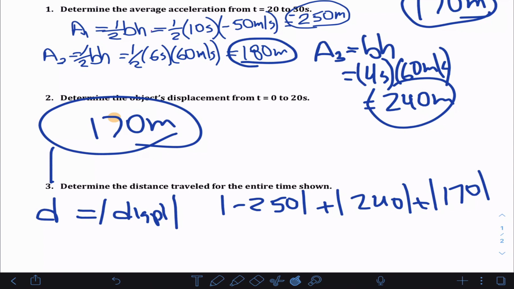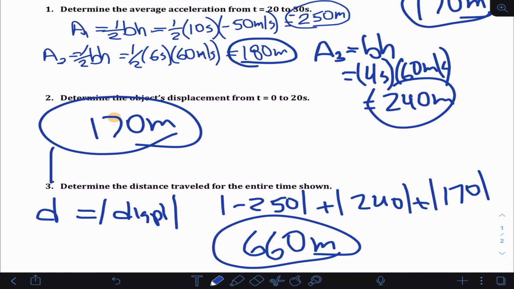So you got a 250. I'm going to add that to 240, which gives us 490. And then finally, it should be 660. So the total amount traveled, regardless of left or right, is 660 meters.